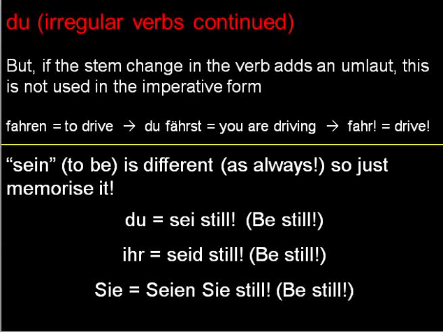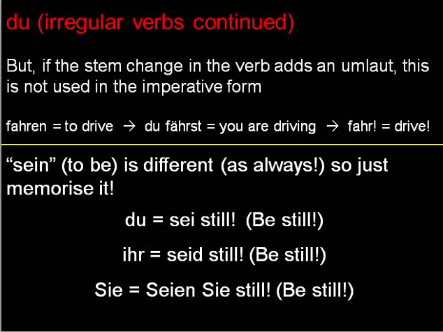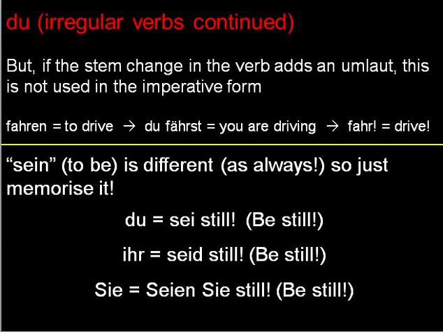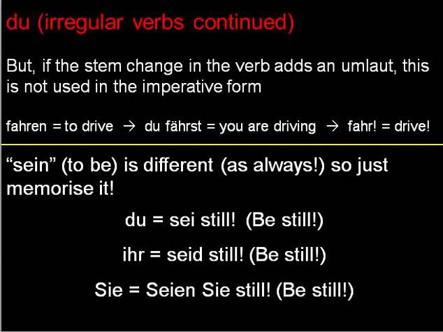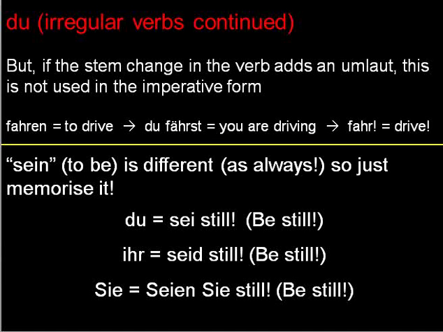And of course, sein, our friend sein, to be, is different. So you just need to memorize it. So the du form is sei still, so be still, sit still. The ihr form, seid still, be still. And the Sie form is seien Sie still. Okay, so just make sure you remember those.